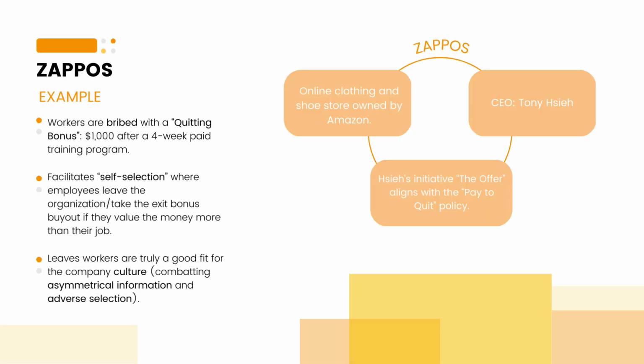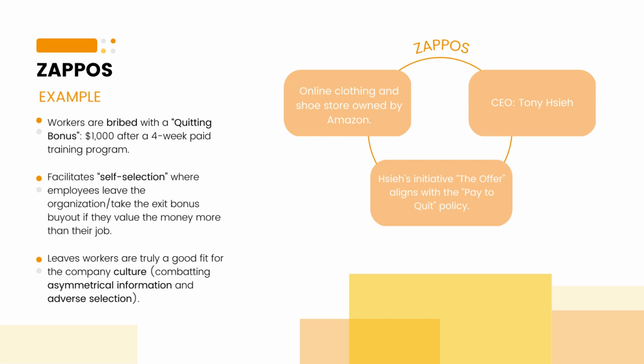Zappos is an online clothing and shoe store now owned by Amazon. This successful brand amasses over $1 billion in sales per year. Additionally, their former CEO, Tony Hsieh, was always known for his cutting-edge managerial initiatives. One of these has been coined the offer. The idea behind this aligns with the pay-to-quit concept that we've explained. Essentially, workers at Zappos are bribed with a quitting bonus of $1,000 once they complete a 4-week training period.